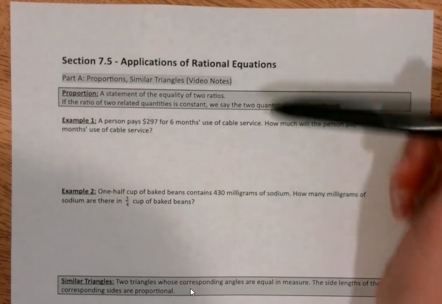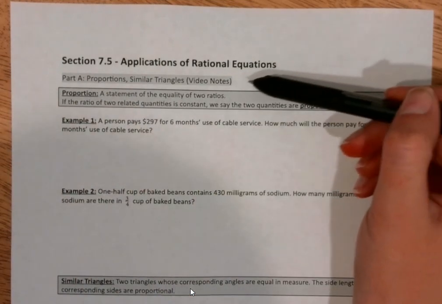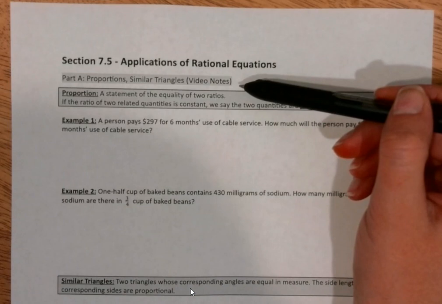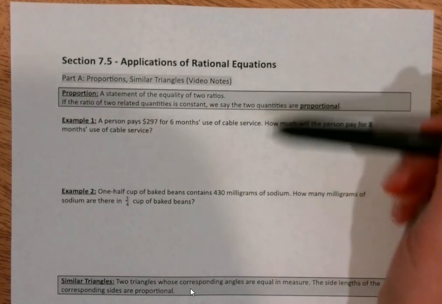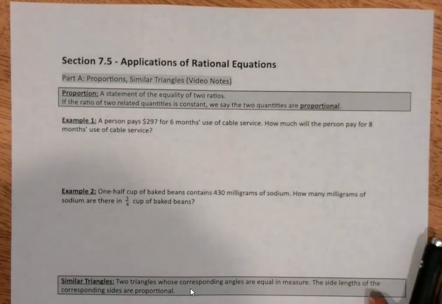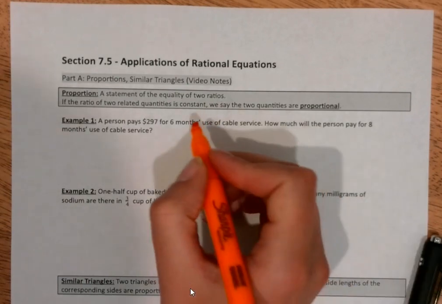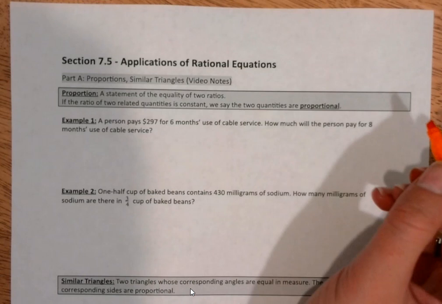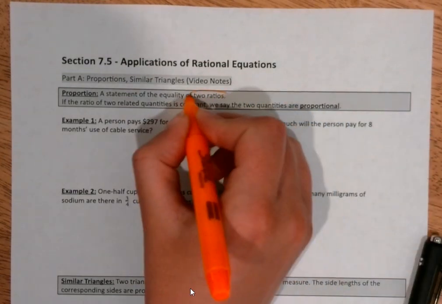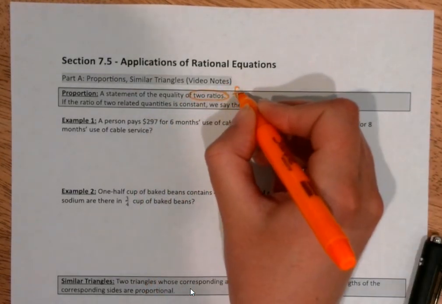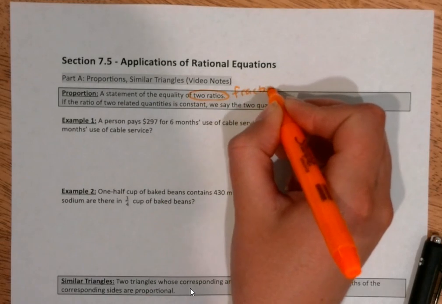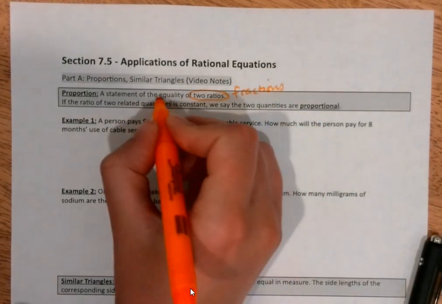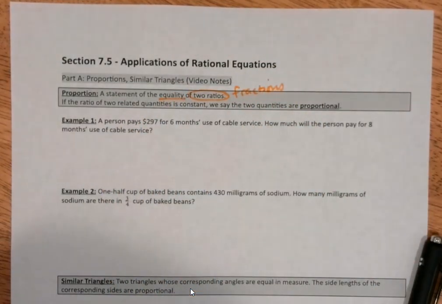In 7.5, we're looking at some applications of radical equations, specifically in Part A, at proportions in similar triangles. A proportion is a statement of equality of two ratios. If the ratio of two related quantities is constant, we say the two are proportional. So we're going to be looking at ratios, which are fractions, for this case. And it's a statement of equality of two ratios.